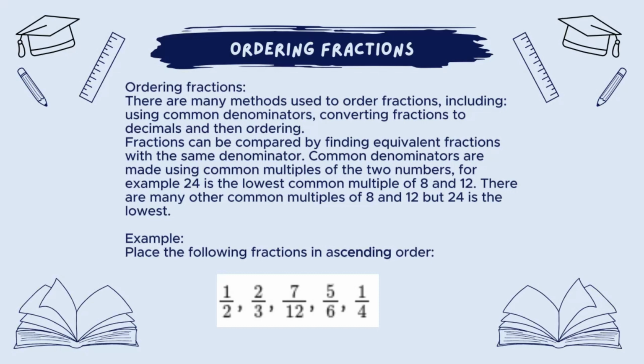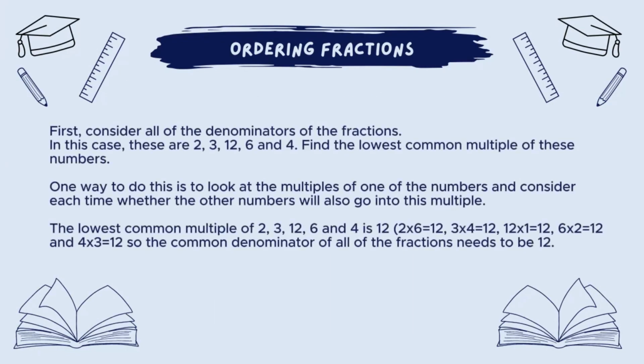For example, place the following fractions in ascending order: 1/2, 2/3, 7/12, 5/6, and 1/4. First, consider all of the denominators of the fractions. In this case, there are 2, 3, 12, 6, and 4. Find the lowest common multiple of these numbers.